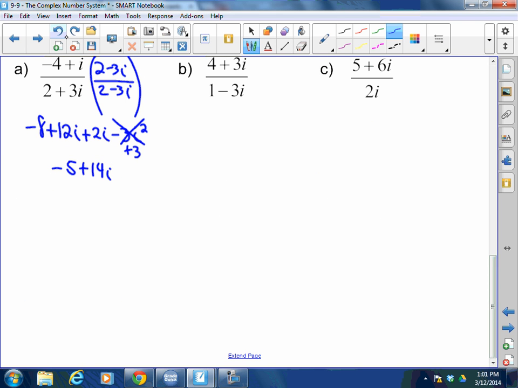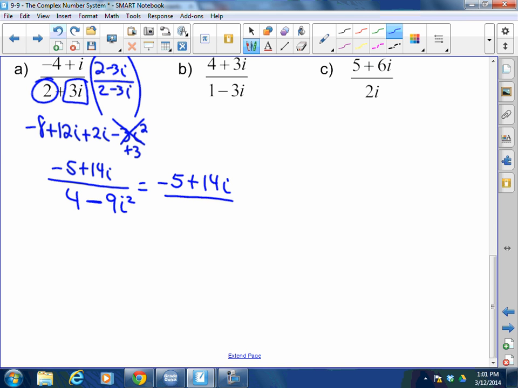Let's go ahead and reverse that. So it's negative 5 plus 14i over the first term squared minus the second term squared. So this is going to be negative 5 plus 14i over 13. 4 plus 9, which is 13. Because that i squared is a negative.